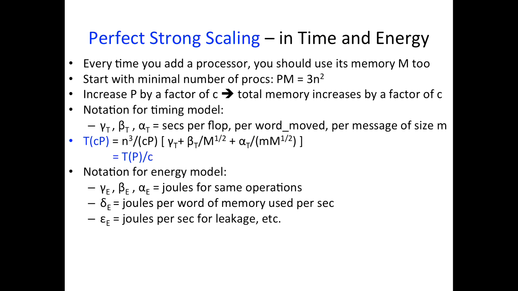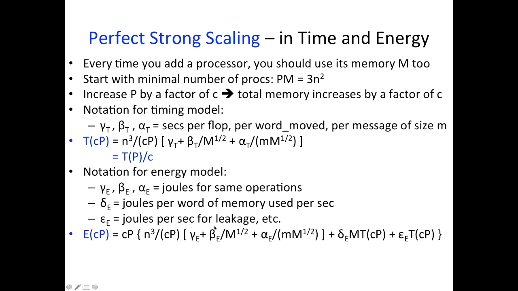So what about energy? I'm going to also make an energy model. And so now the subscript E means I'm counting joules. So this is the joules per flop, the joules per word moved, the joules per message. But that's not the only place that you burn energy in a computer. The memory burns a lot of energy too, so let me add a term for that. So I'll count the joules per word of memory used per second, just to keep that all alive. And then, of course, there's the fans and the leakage and the air conditioning and all of that. So let me just add one more term, which is the joules per second for everything else.